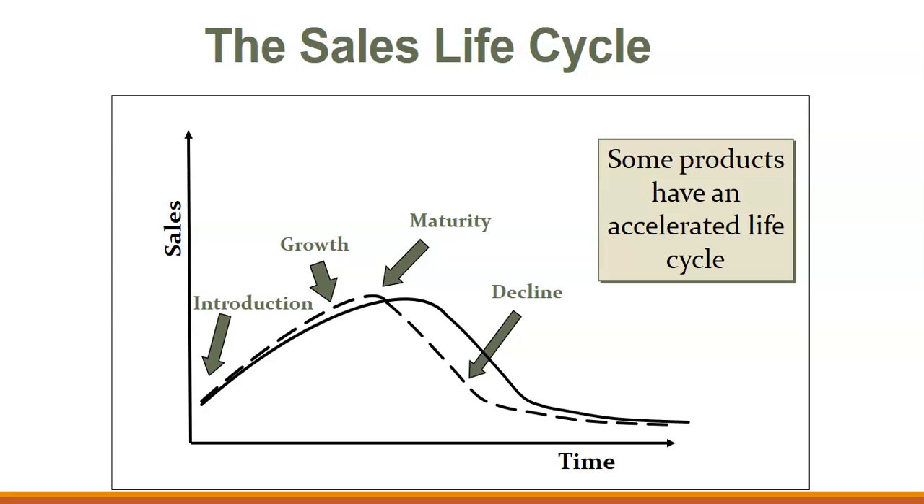Some products have an accelerated life cycle. Potential examples are things like cell phones, where we introduce the product, they have a high growth, and then they quickly hit maturity because we're continuously putting new products out on the market. New competitors are coming in, new technology is being developed. And so the decline and withdrawal from market is much quicker than for any other standard products that we would have available for sale.